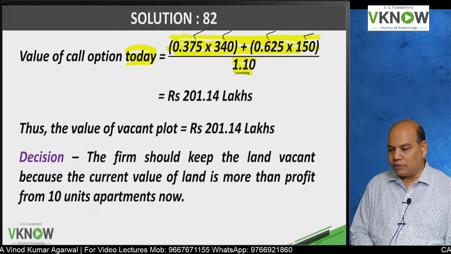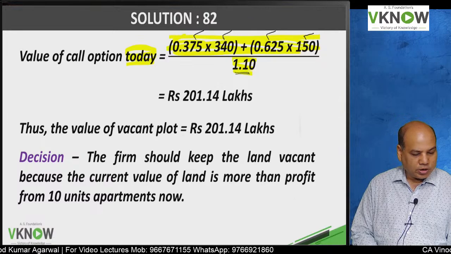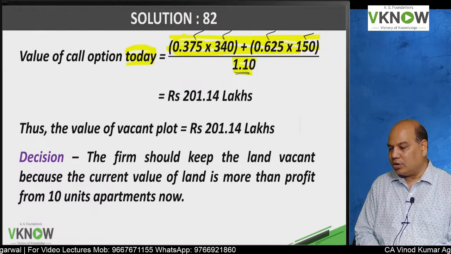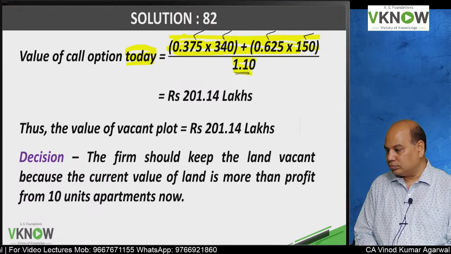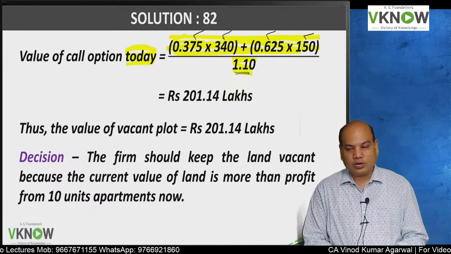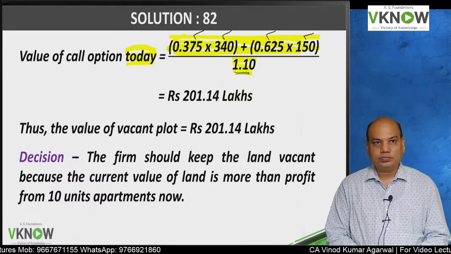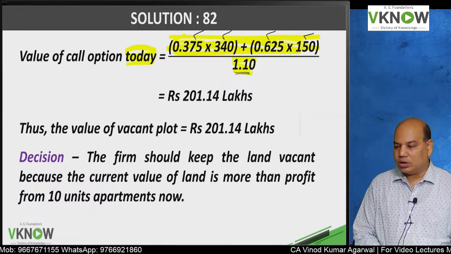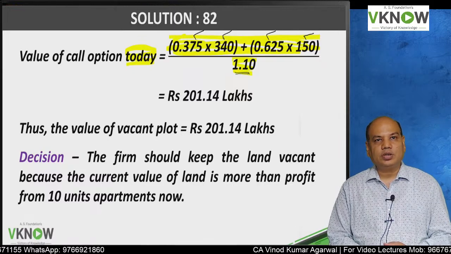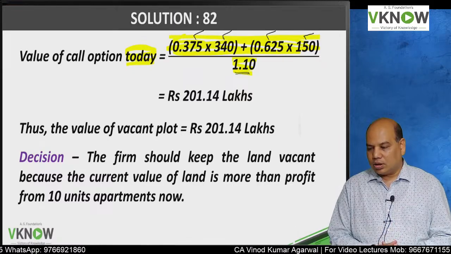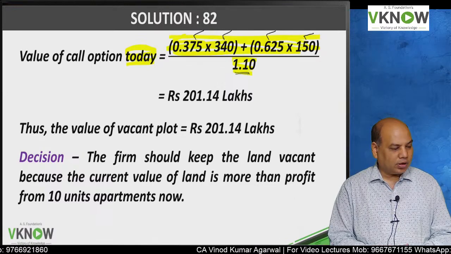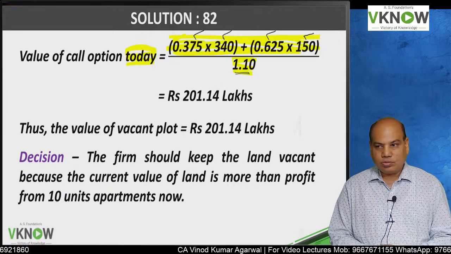is more than profit from 10 units apartments now. So profit from 10 units apartments now is 200, and the value of the waiting is 201.14 lakh. So it is better to wait for a year.